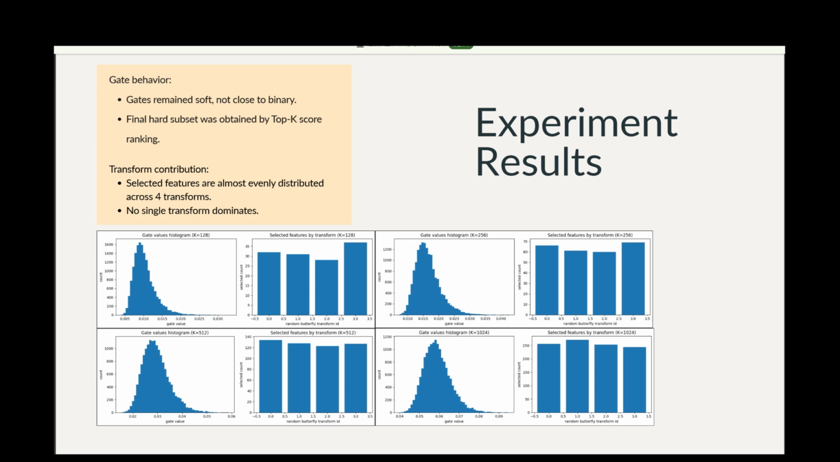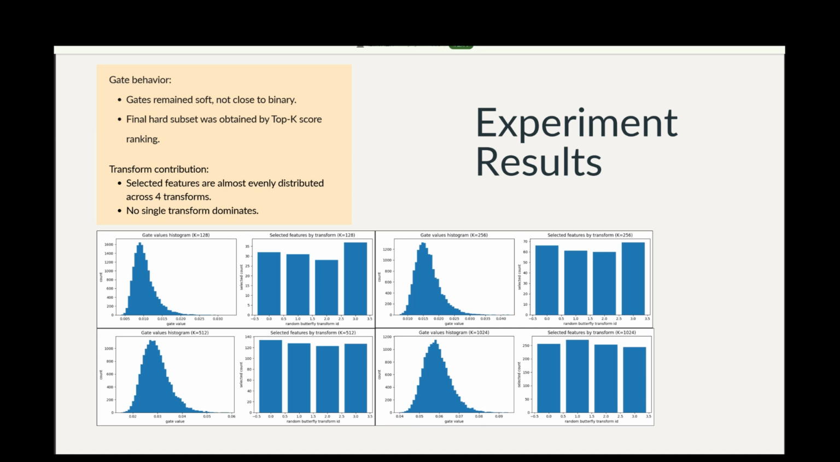This slide analyzes what the selector actually learned. On the left side of each pair, I show a histogram of the learned gate values. Ideally, the mask becomes strongly binary. We would expect most gates to be close to either 0 or 1. However, in my result, the gates remain soft. Most gate values are small and continuous, rather than close to 1. This means the learned mask didn't become strongly binary during training. Therefore, the final hard subset was obtained by ranking the learned scores and taking the top K features, rather than by directly thresholding binary gates.